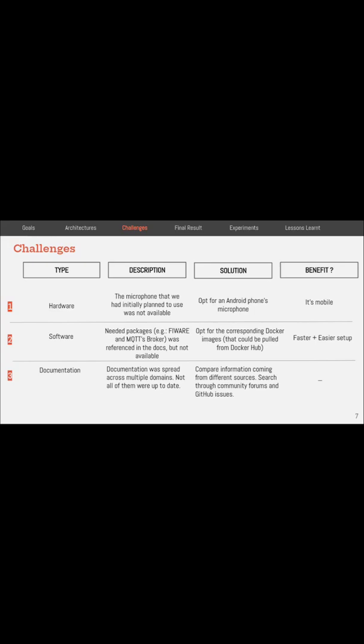On the other hand, we found that the two next challenges were common to both middlewares. First, the packages of the two brokers were linked to the documentation, but unfortunately the links were broken, and we couldn't find elsewhere the software that we needed. That is why we had to opt for the corresponding Docker images, which proved to be much easier and faster to set up. And finally, our experience with this project showed us that the middleware's documentation was spread across multiple sources and not all of them were up to date. And this fact hindered our progress, so we had to resort to community forums and the GitHub issues for help.